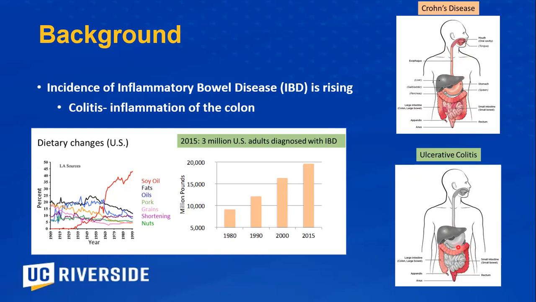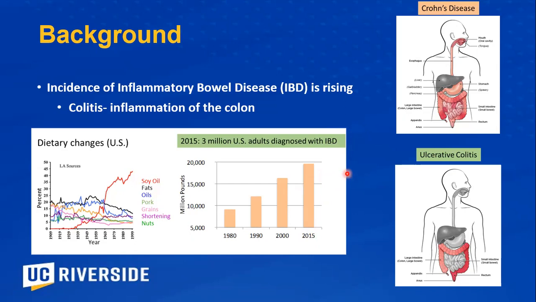As for inflammatory bowel disease, it has been steadily on the rise, and along with that, consumption of soybean oil has also been on the rise. As you can see in this graphic over here, soybean oil consumption ever since the 70s really has been spiking. This graph shows the million pounds consumed. Just in 2015, we hit 20,000 million pounds. So soybean oil and inflammatory bowel disease potentially have a correlation.